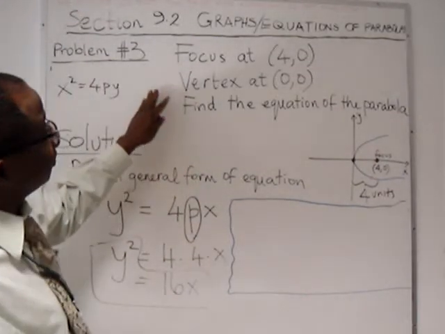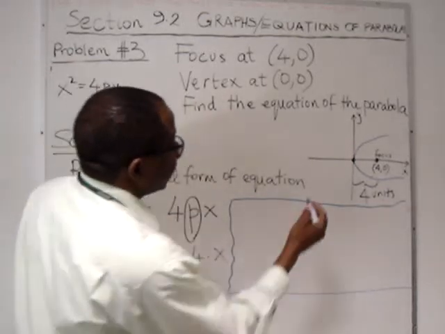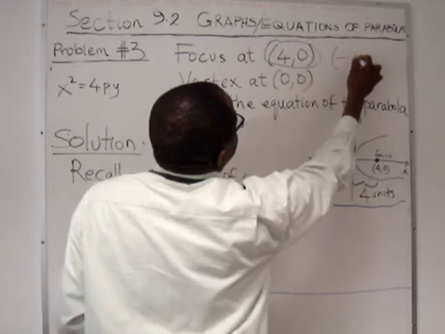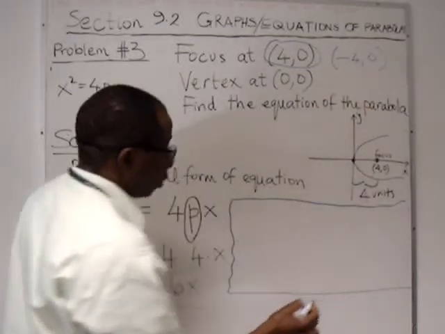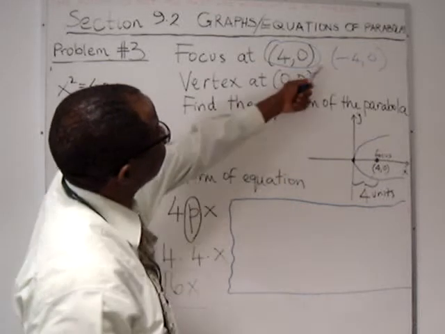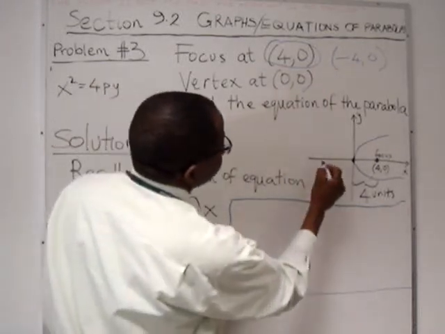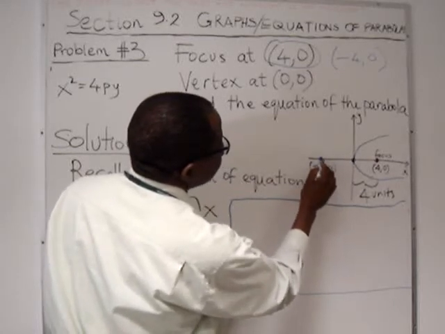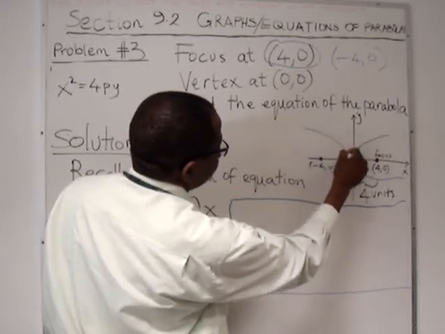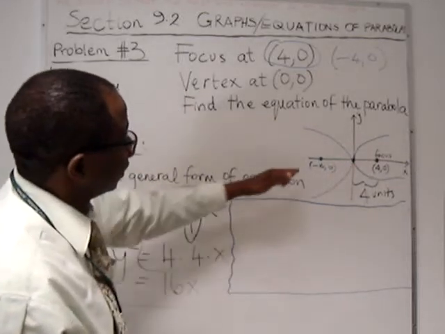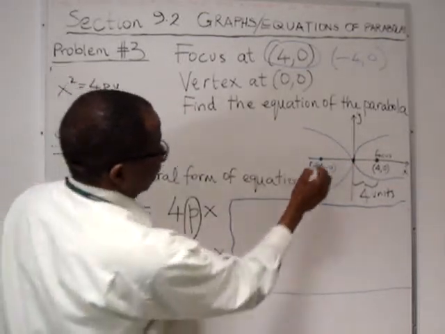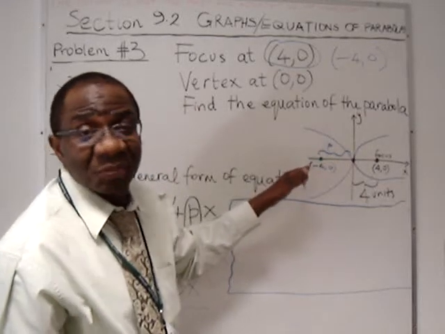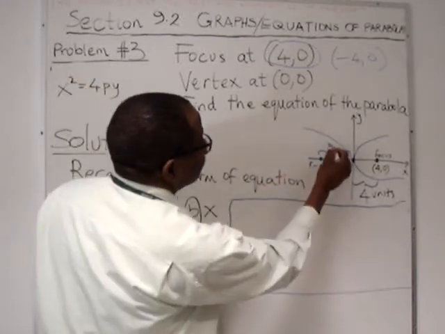Rachel, what if in this problem number 3, they had told us that instead of (4, 0), the focus was (-4, 0)? What will you do differently if they had told us that the focus was (-4, 0)? Well, (-4, 0) is over here. So you will have known that if the focus is here, the parabola will look like so. And then the p, in terms of absolute value, is still 4 units.